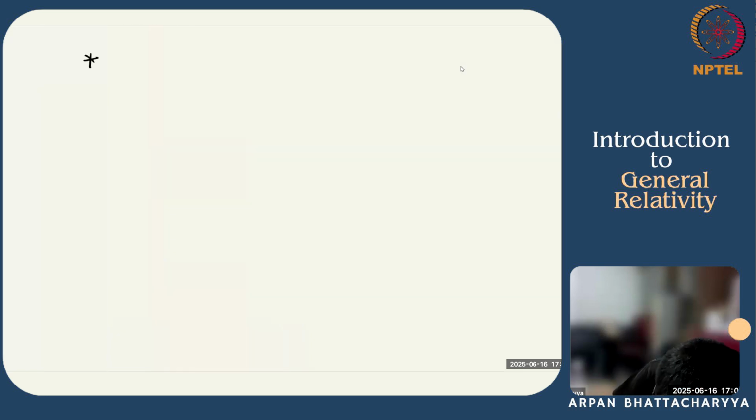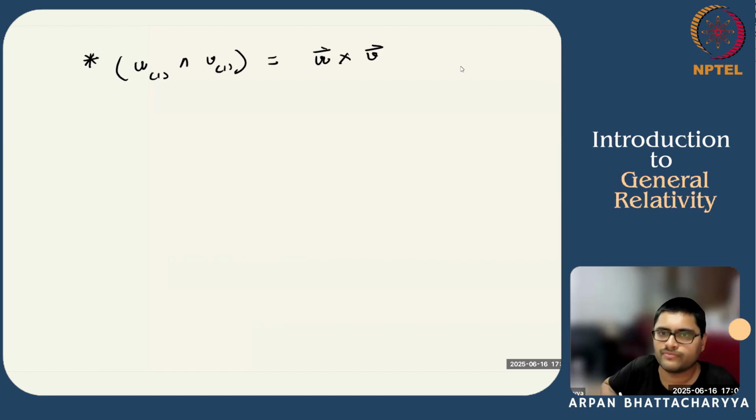Now star of one wedge E1 is nothing but... This is a two form, and star will give you a one form, a component of a vector in 3 dimensions in this case, and we know that this is a 3 vector in R3, like the cross product of 2 vectors.